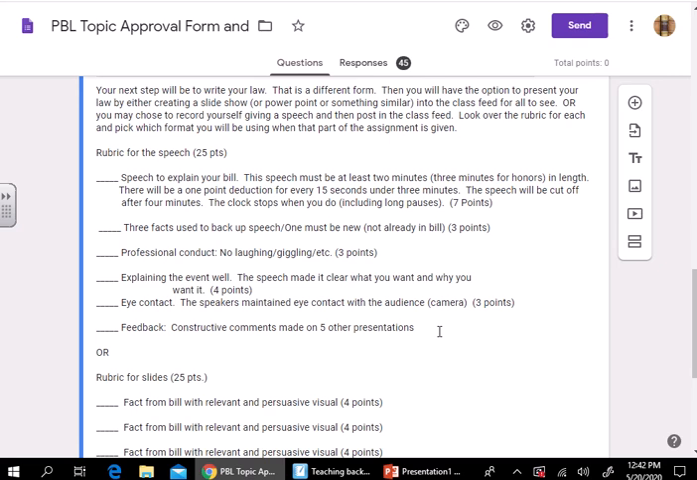So the more specific your law is, the easier it is to back up and present and convince us to vote for it. And there's no changing your main law now. You may change a little bit of the wording or get a little bit more specific, but if you did all your research, you wrote your bill about coronavirus and you decide it's too complicated, you don't get to give a speech then about, I don't know, gun laws.